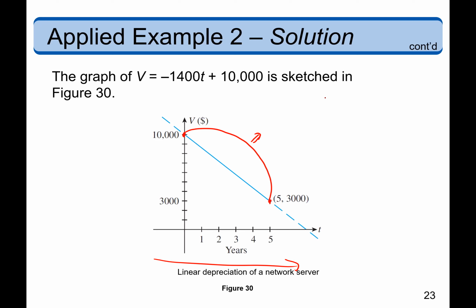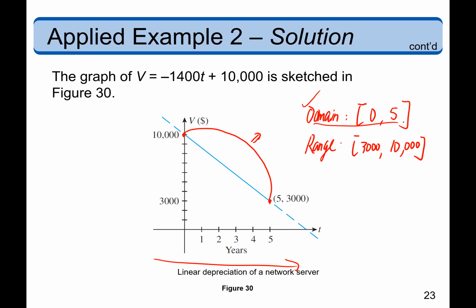So here the domain, meaning all the possible x values, should be from 0 to 5. And the range, meaning all possible y values, is from 3,000 to 10,000. Just to give you how this thing works out. So this particular linear equation has limitations based on the domain, because you do not depreciate after 5 years.